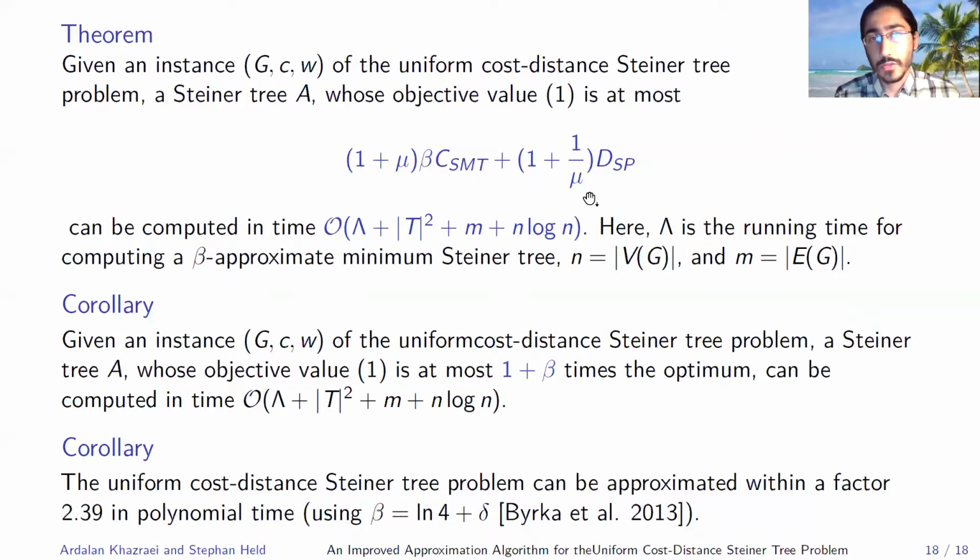Now, setting these two factors equal to one another, as in the previous method, but now with one of our factors missing a 2 here, we can obtain an improved approximation bound of 1 plus beta, where beta is the Steiner approximation ratio, which for ln of 4 plus a small value evaluates to 2.39, which is a significant improvement over the previous 2.87. And with that, I conclude our talk and thank you for your attention.